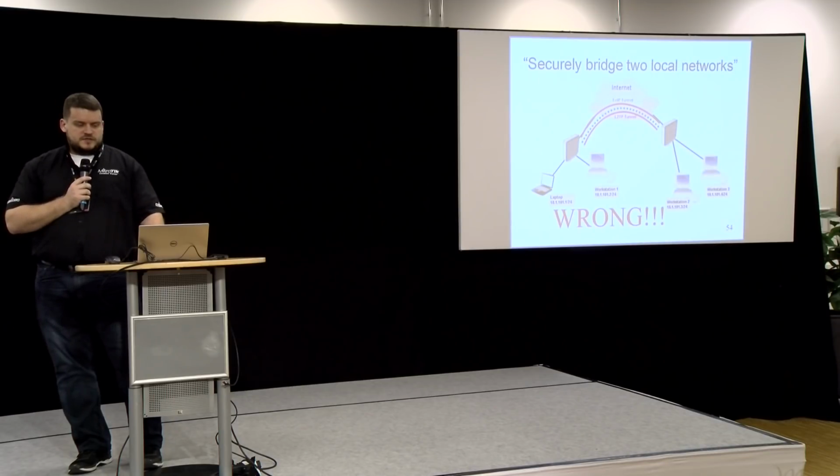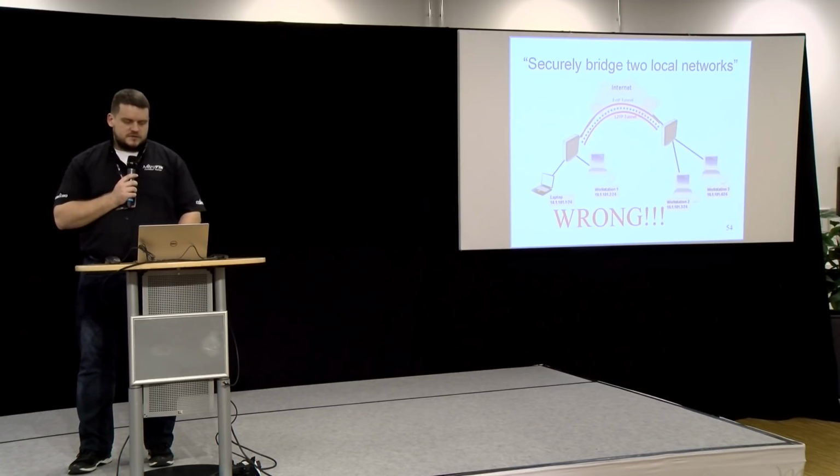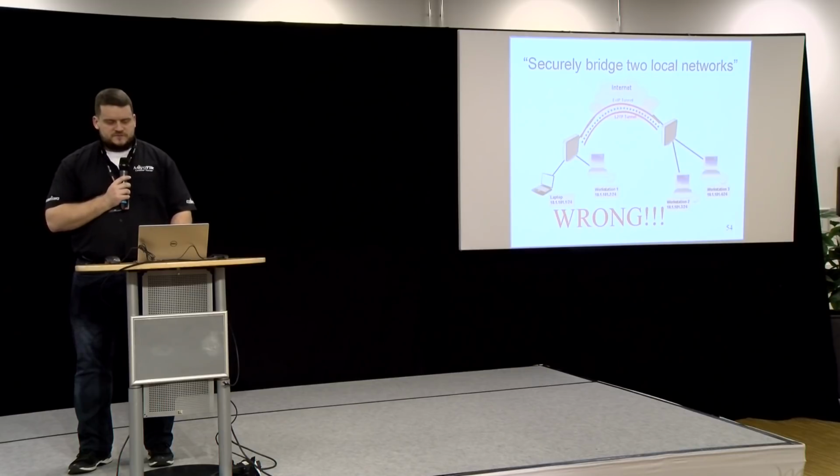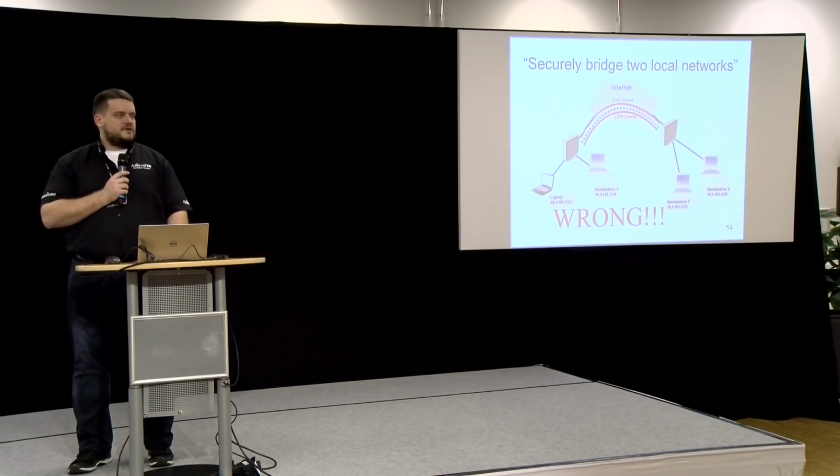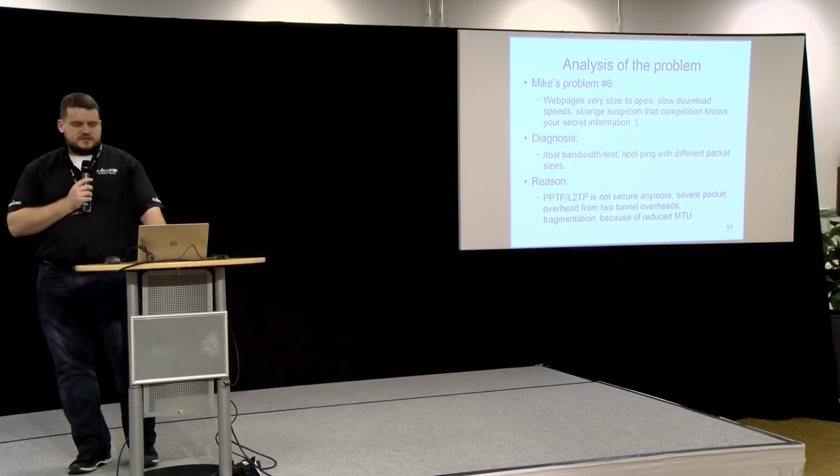Of course, we're talking that we need layer 2 connectivity. When we work with layer 2 connectivity, by far the most popular example of how to securely bridge two local networks is to run L2TP and run Ethernet over IP over it. But it's a double tunnel, so a tunnel inside the tunnel, so web pages slow down. And also the strange suspicion that it's not secure enough, and some competitors know your secrets.